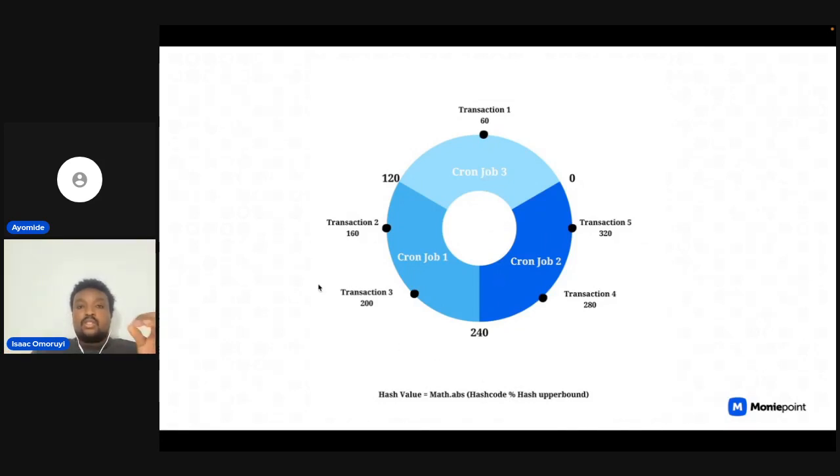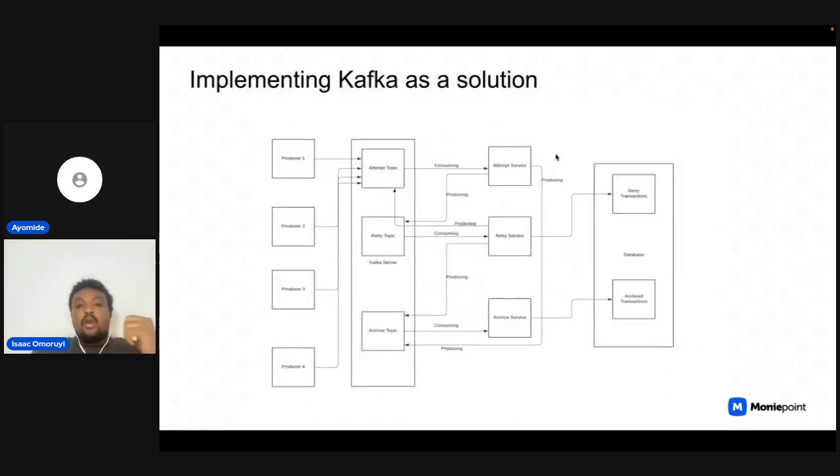So that's how this works, and that's how we're able to ensure that we could scale, with multiple cron jobs running without ever worrying about multiple jobs picking up the same transaction. So back to this: when we try to save in the retry transactions table from the retry service, we compute the hash value for that particular transaction and save it into the DB.